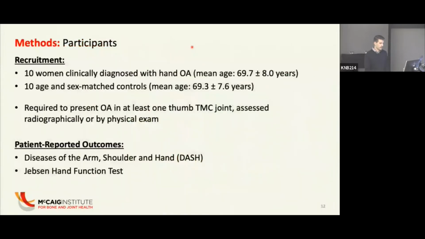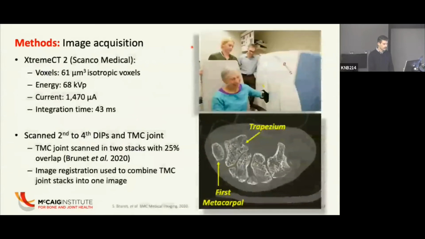In terms of our recruitment, we had 10 women clinically diagnosed with hand osteoarthritis in the DIP 2 and 3 joints, as well as the TMC joint, and 10 age and sex matched controls. And we had each participant complete the Disabilities of the Arm, Shoulder, and Hand, or DASH, questionnaire, which ranks the disability of their hands, as well as a functional test called the Jebsen hand function test.